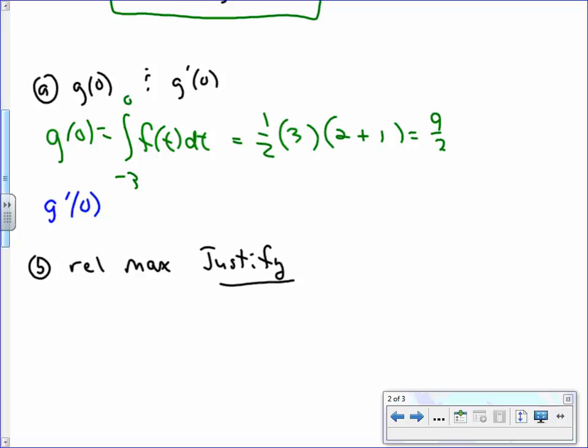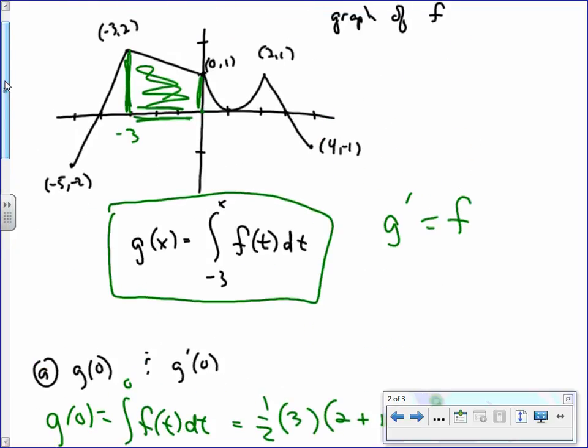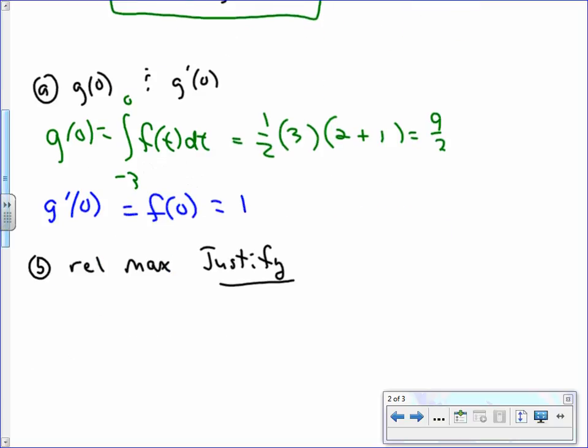And that's where you're supposed to say, if it asks me about G prime, that's the same thing as asking me about F. What's F of 0? So you can go up and read the graph. F of 0 is 1. There you go. And this is going to be a free response question on your exam, almost certainly. Something similar to this, okay?